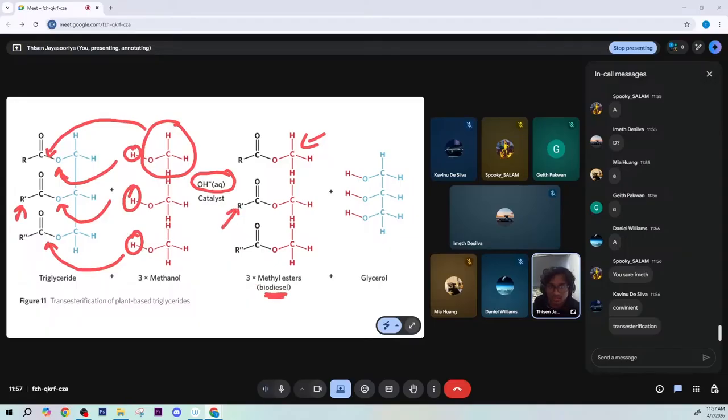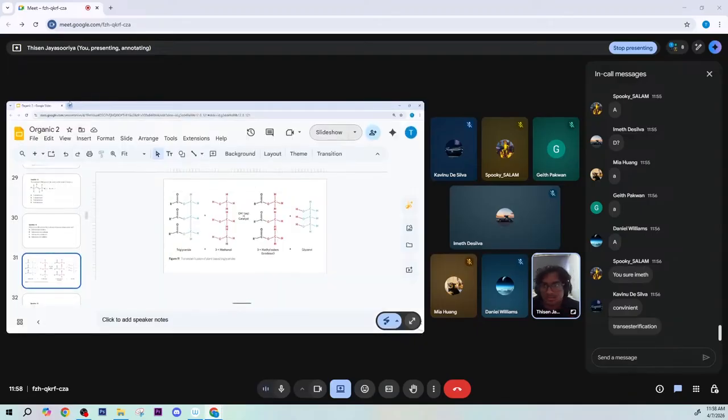I just want to focus a little bit on the R group. Remember there's an OH minus catalyst there. OH minus aqueous, you can also say KOH aqueous, or if you really want to, NaOH aqueous. All of them are equivalent to one another, but just say OH minus aqueous, because it's easier. I want to fixate more on these fatty acid tails.